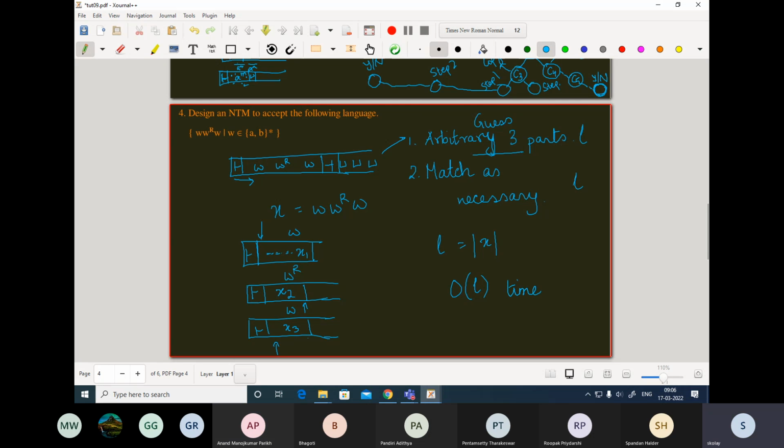Okay, so this is where the non-determinism is coming in. You are breaking this arbitrarily. You are guessing the 3 parts. So instead of saying arbitrary, I say guess 3 parts. Okay.